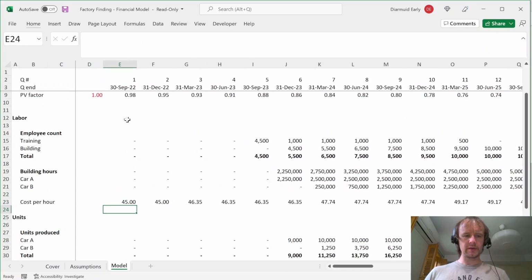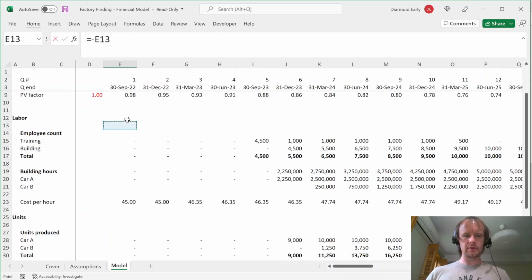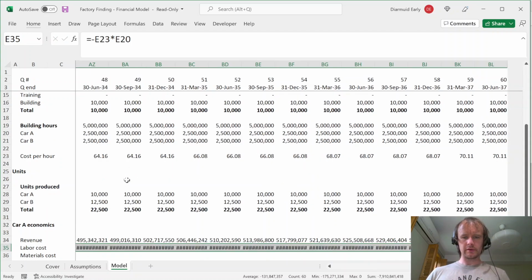Yep, okay. So now my car A labor cost is going to be, put a minus sign on it, the cost per hour times the hours worked on car A. Carry that across.